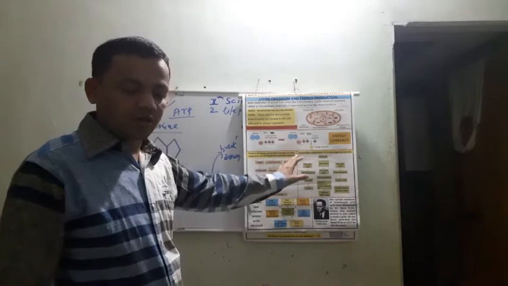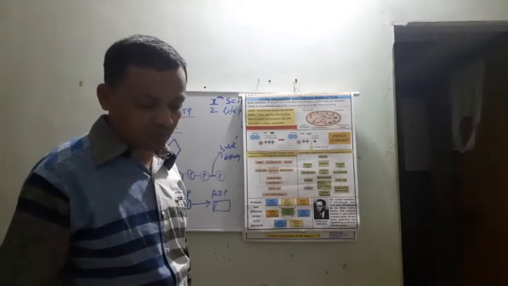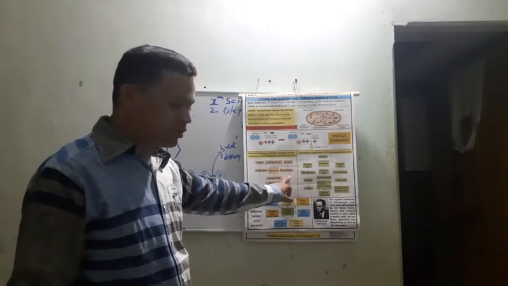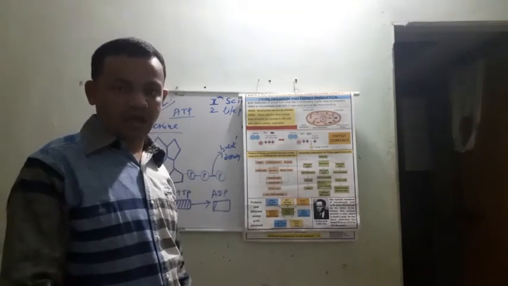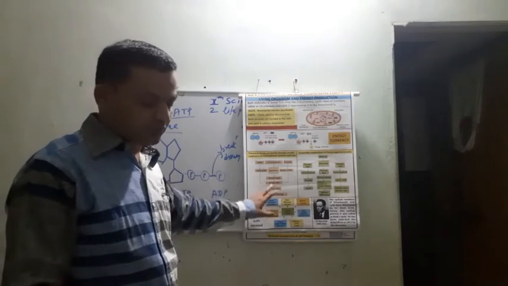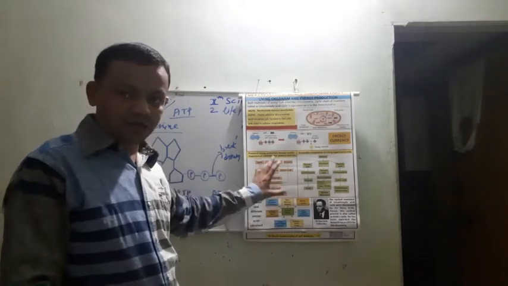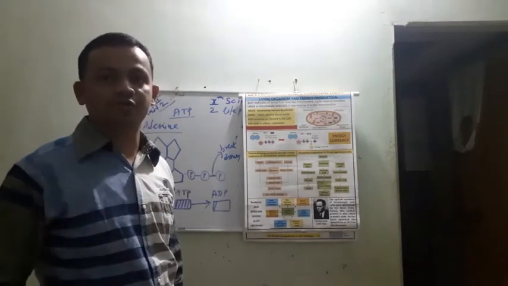In the same way, when proteins are utilized for making energy, what happens? Proteins are converted into amino acids, and after that they are converted into acetyl coenzyme A, and then energy is obtained by the complete oxidation of this acetyl coenzyme A by the process of the Krebs cycle in mitochondria.